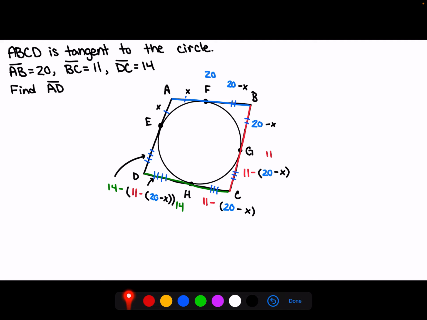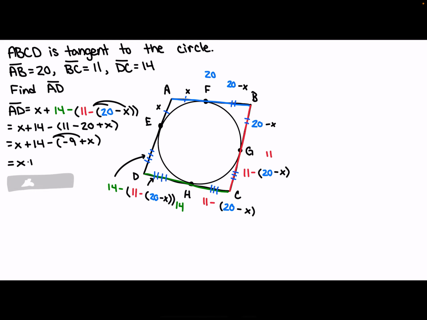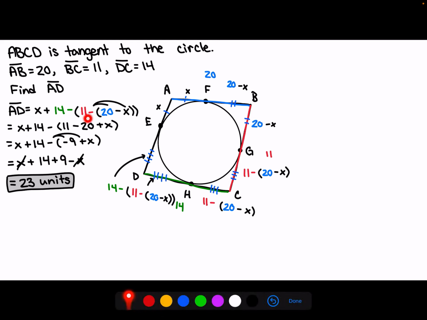All the work's going to go up, but bear with me as we work through it. So again, AD is equal to X plus 14 minus (11 minus (20 minus X)). Parentheses are extremely important here. I'm going to work from my most inside parentheses outward. I start by distributing the negative through, because there's nothing I can do within here. They're not like terms, so I just distribute my negative through. That will give me 11 minus 20 plus X. Combining like terms within the parentheses, 11 minus 20 is negative 9.